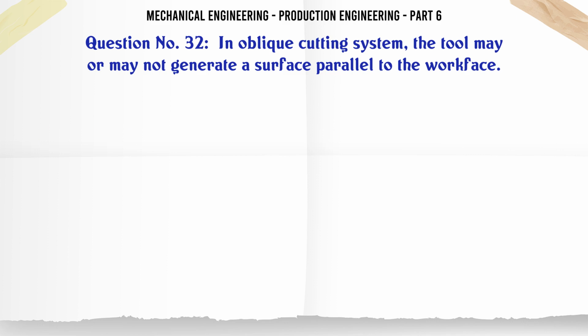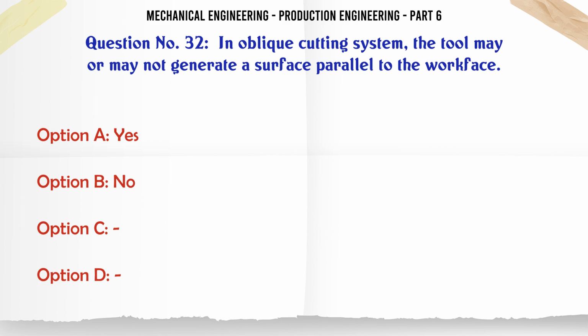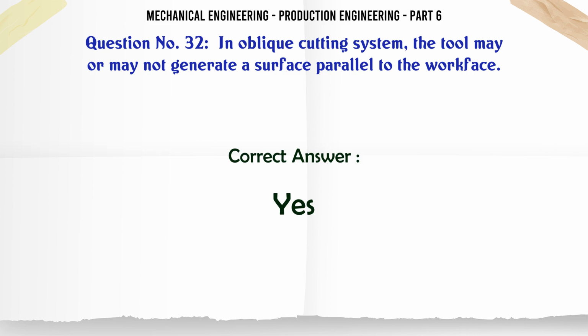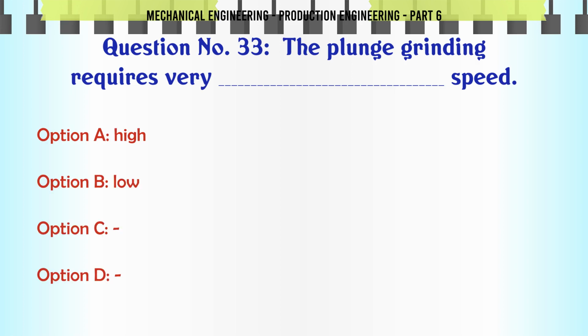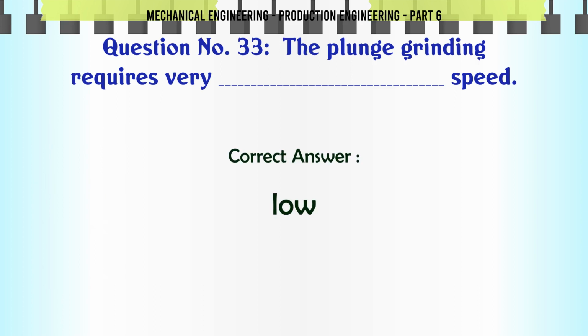In oblique cutting system, the tool may or may not generate a surface parallel to the work face. A. Yes. B. No. C. D. The correct answer is yes. The plunge grinding requires very speed. A. High. B. Low. C. D. The correct answer is low.